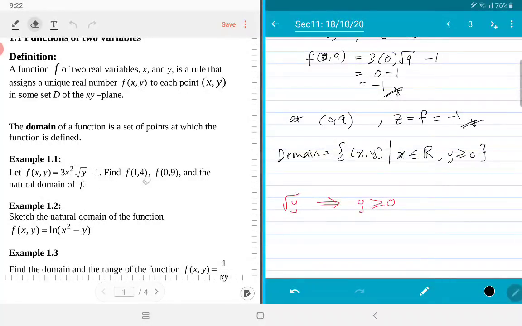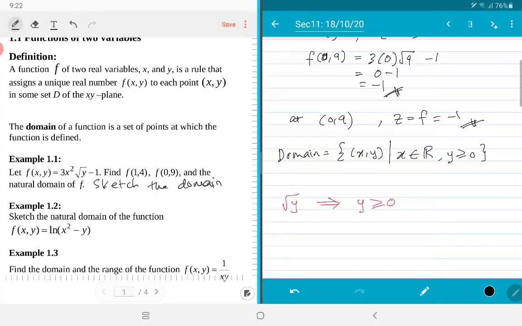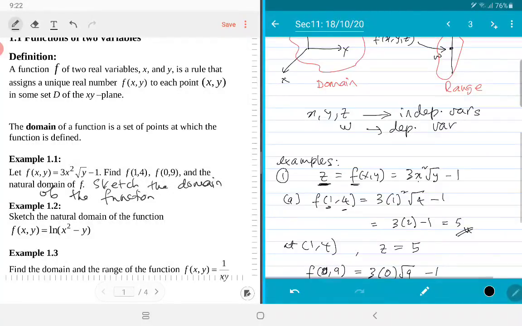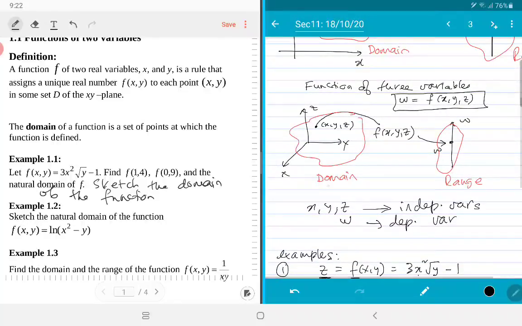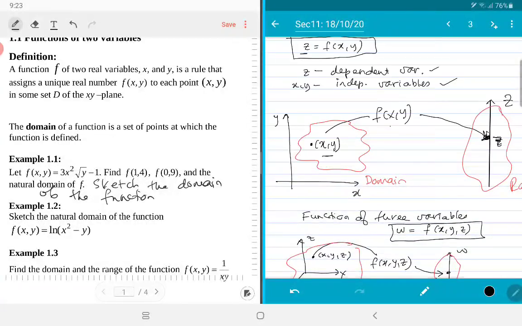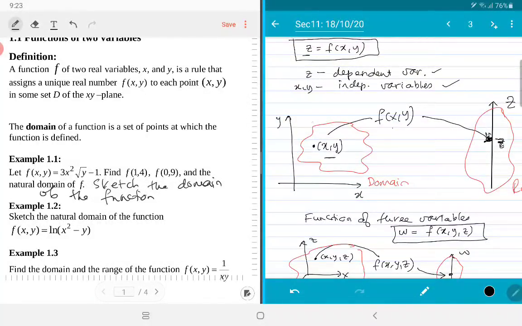Okay, now I'm going to explain a little further. Instead of just finding the value and also the domain, I'm going to add one more, which is: let's sketch the domain of the function. So remember from before, the domain of the function here would be, oh, this is 3D, hang on. Alright, so the domain would be a set of points (x, y). That would be the domain of the function f(x, y).